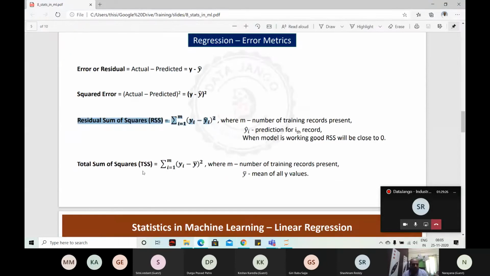And there is one more quantity called the total sum of squares, right? This is not an error, but we call it the total sum of squares. It is y minus y bar, where y bar means the mean of the target variable. This is like you used an intelligent model to predict, and then you took the mean of all the y values and said that is the prediction, and then you try to calculate the error. So this is actually a dumb model.